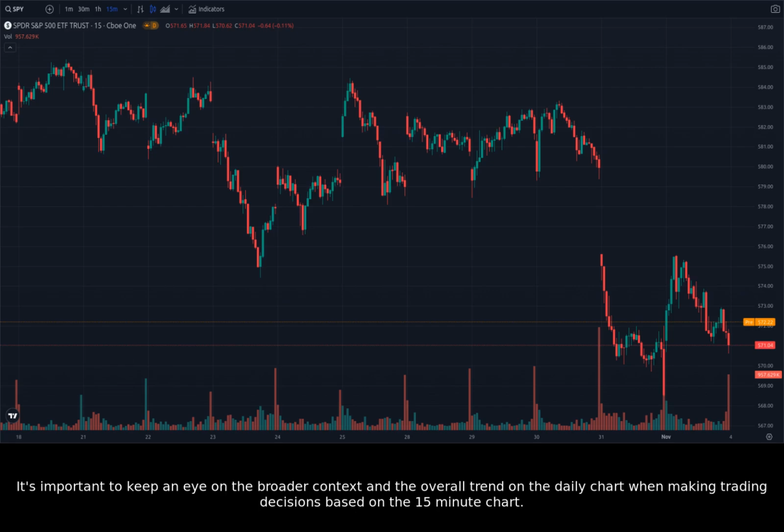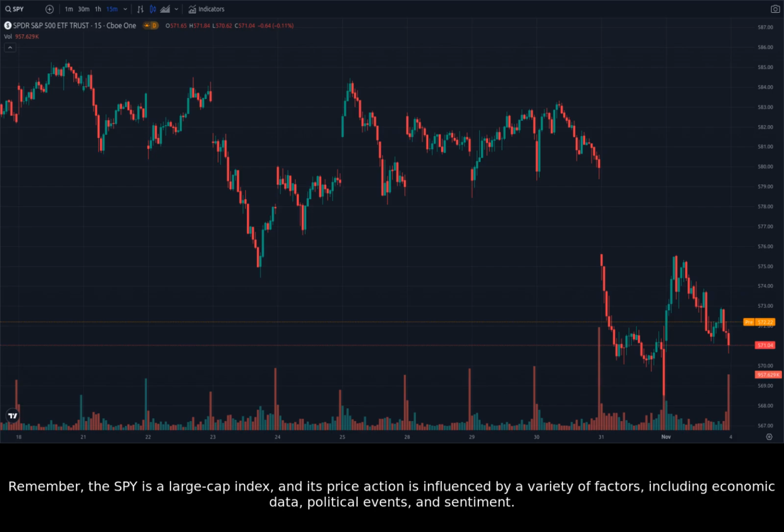It's important to keep an eye on the broader context and the overall trend on the daily chart when making trading decisions based on the 15-minute chart. Remember, the SPY is a large-cap index, and its price action is influenced by a variety of factors, including economic data, political events, and sentiment.